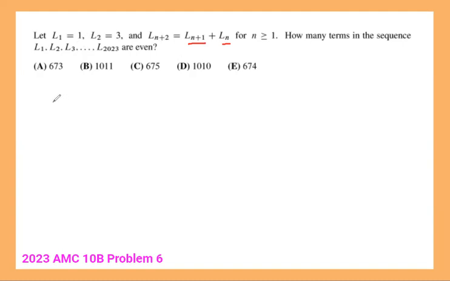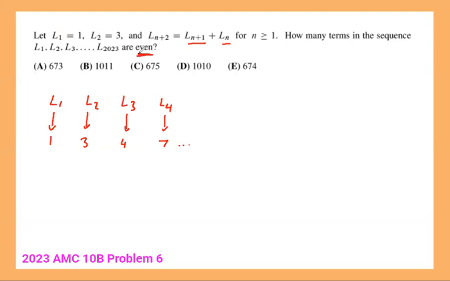So we start with L1, which was 1, and then L2 is 3. If you want to do L3, you just add these, which is 4. If you continue, the sum of these two will be 7. But when you keep adding these numbers, it gets harder and harder as the numbers get bigger and bigger, which is why we don't want to do this, to be honest.